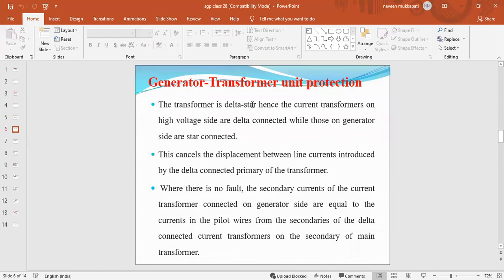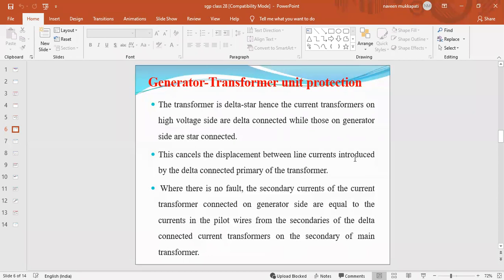That is the reason we are connecting the delta and the star connections for the generator side and also the CT side. Connecting the delta and star this way cancels the displacement between the line currents introduced by the delta connected primary of that transformer.